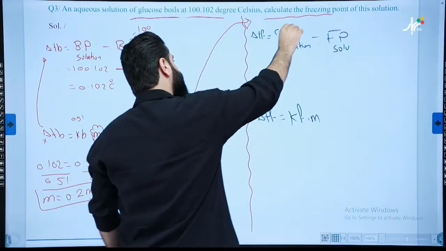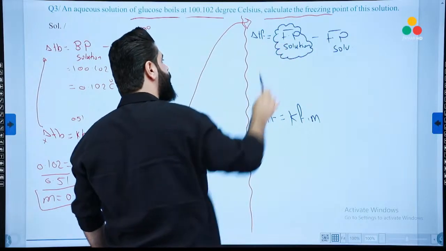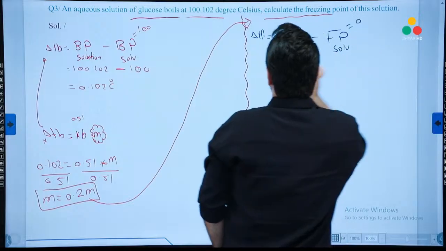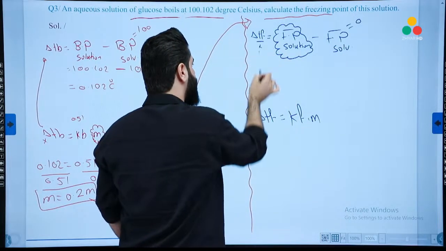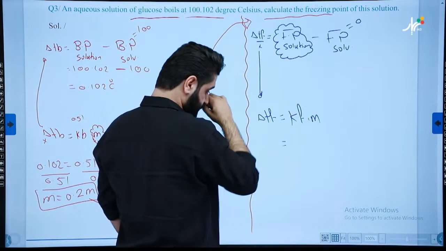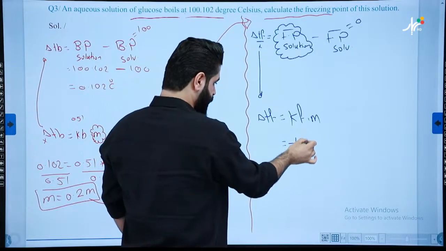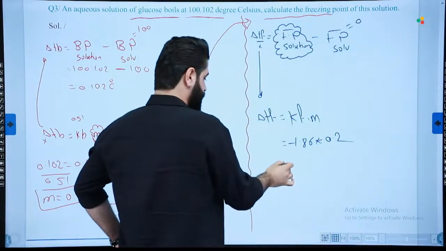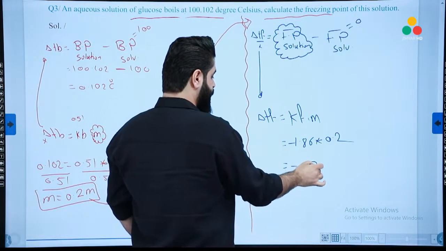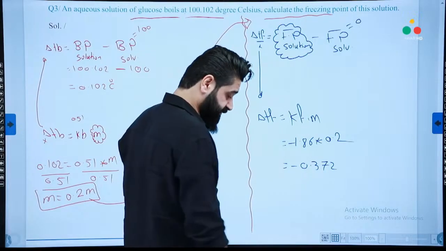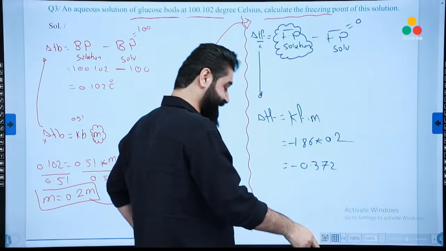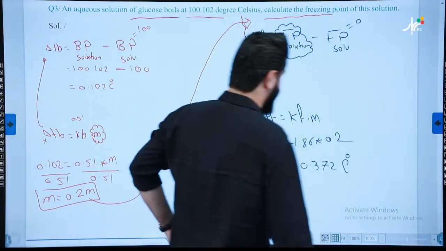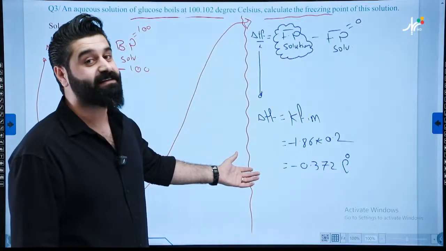So we need to calculate the freezing point of the solution. But to do this, the freezing point of the solvent is 0. We don't have delta Tf. So try to calculate delta Tf here. Delta Tf equals Kf, which is negative 1.86, times the molality, 0.2. So it equals negative 0.372. Let me check the result. Yeah, it's here, okay? Negative 0.372 Celsius degree. Very good. This is the value of delta TF.